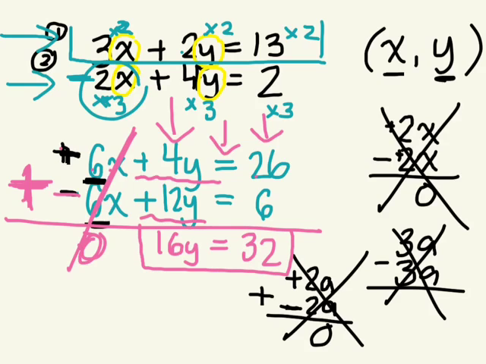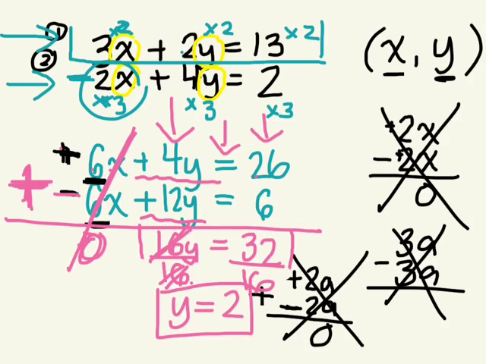Can you solve for y? Yes. Because we want to isolate y. So if I divide this by 16, whatever I do to one side, I have to do to the other side. So this cancels out. Y equals 2. Oh, okay. So I've solved my y. Oh, so it's 32 divided by 16 is 2. What I'm trying to do is find x and y.